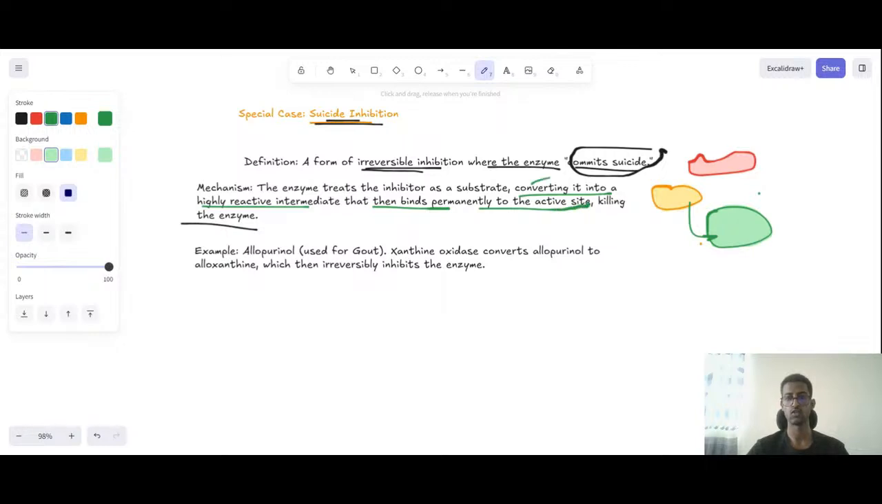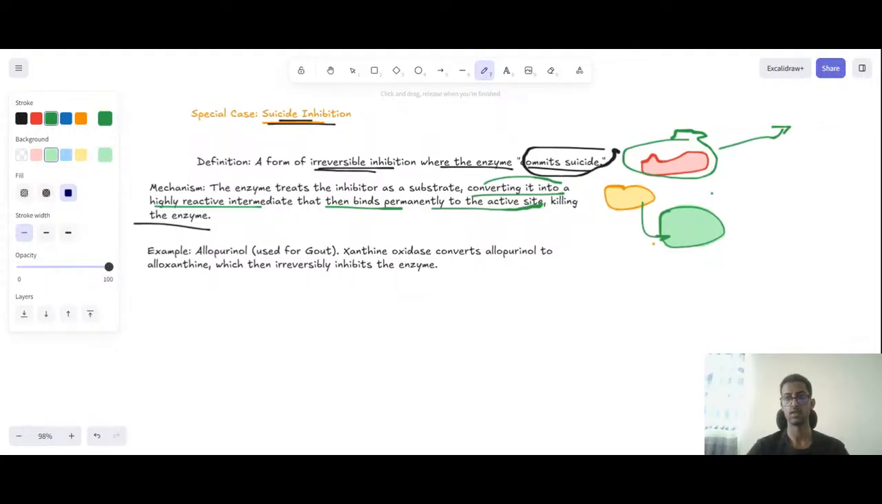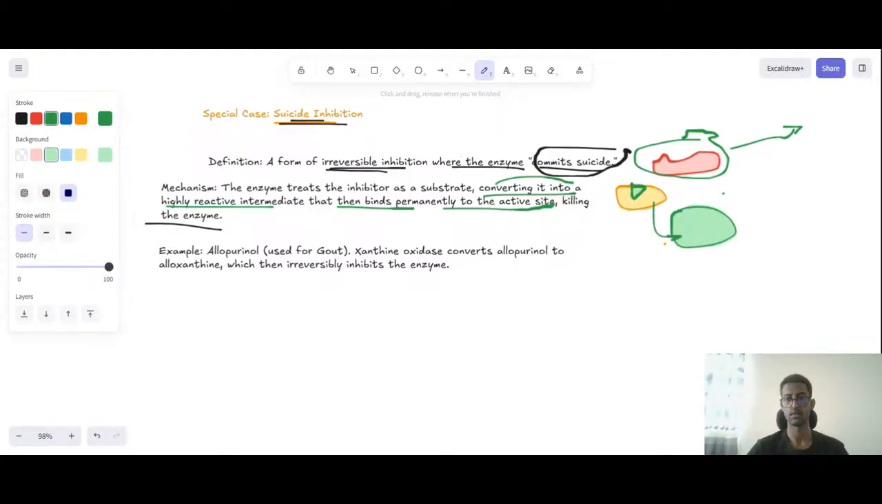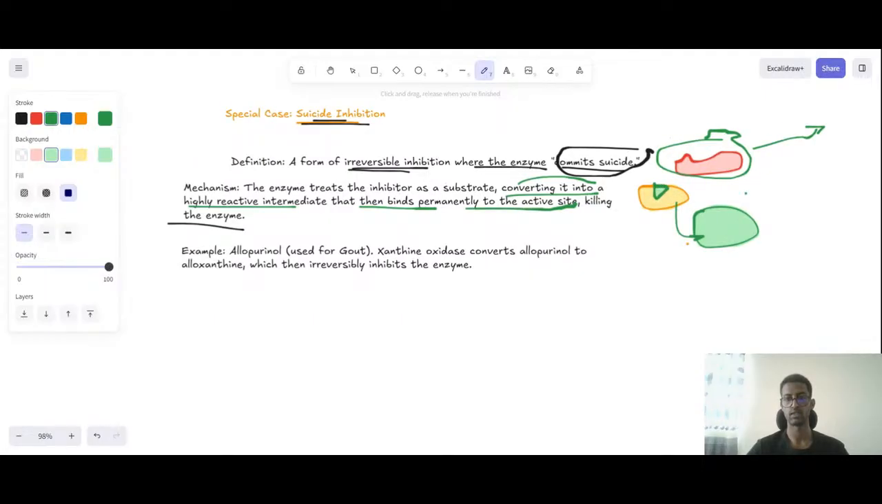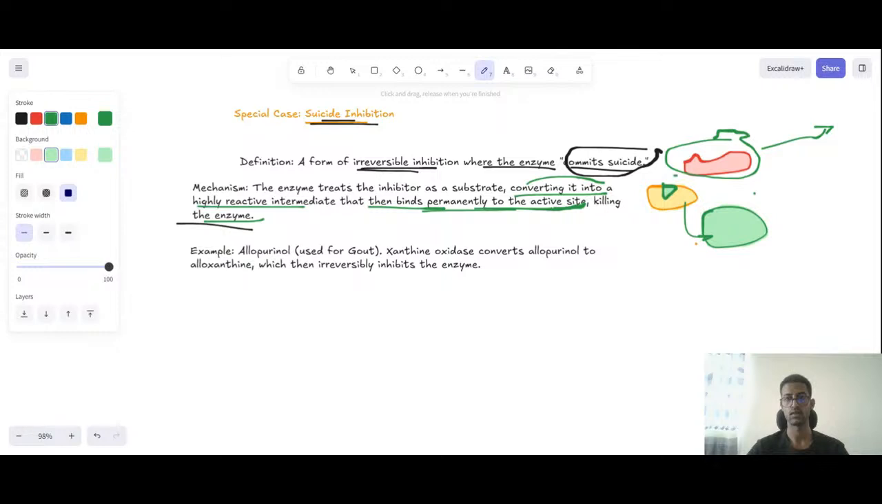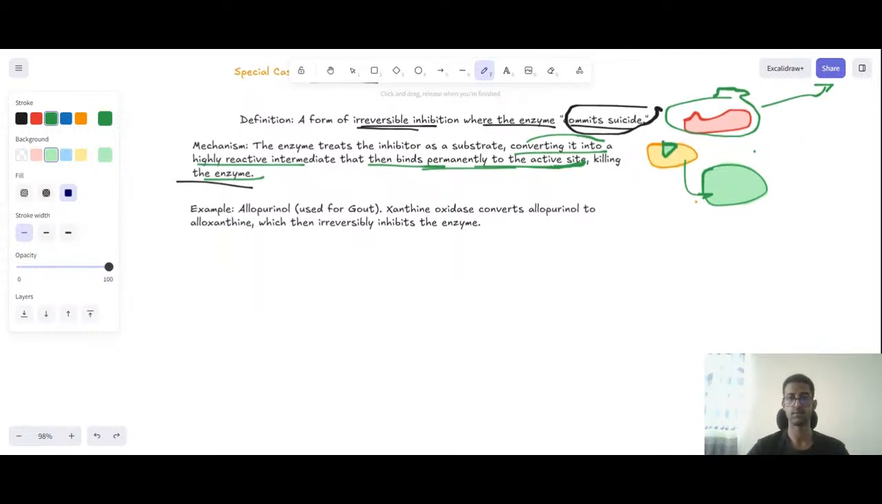So it converted, it makes this inhibitor convert and transform into an intermediary substance, so that it permanently binds to this active site, then killing the enzyme. So that is what it is. Biochemistry, it is what it is.